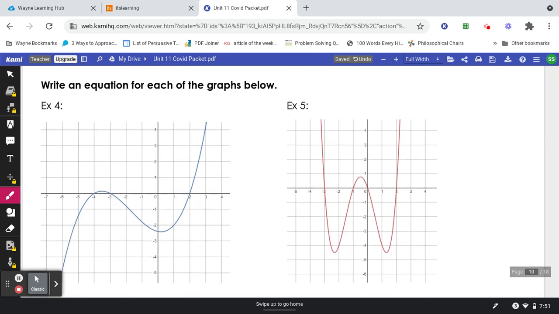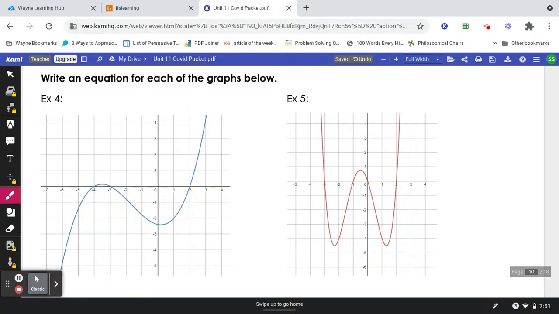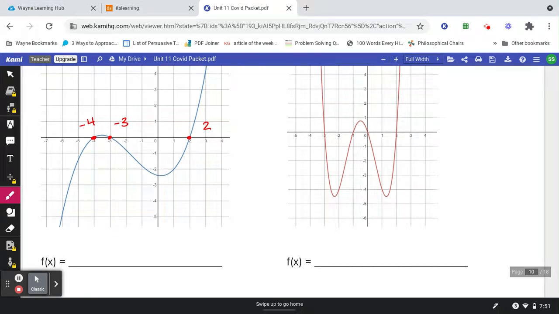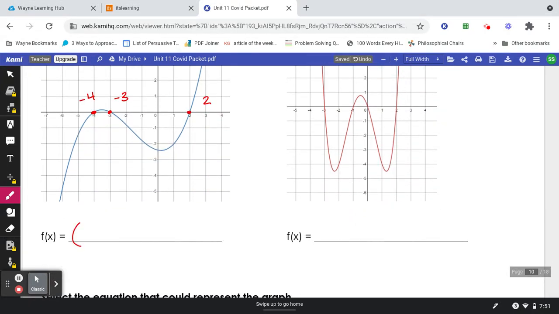Let's try some of these. Example 4, I'm going to identify where it crosses. So -4, -3, and +2. And so I write my equation as x plus 4, right? Change the sign. x plus 3 and x minus 2. And if there are 3 places where it crosses, 3 solutions, you should have 3 factors or 3 sets of parentheses.